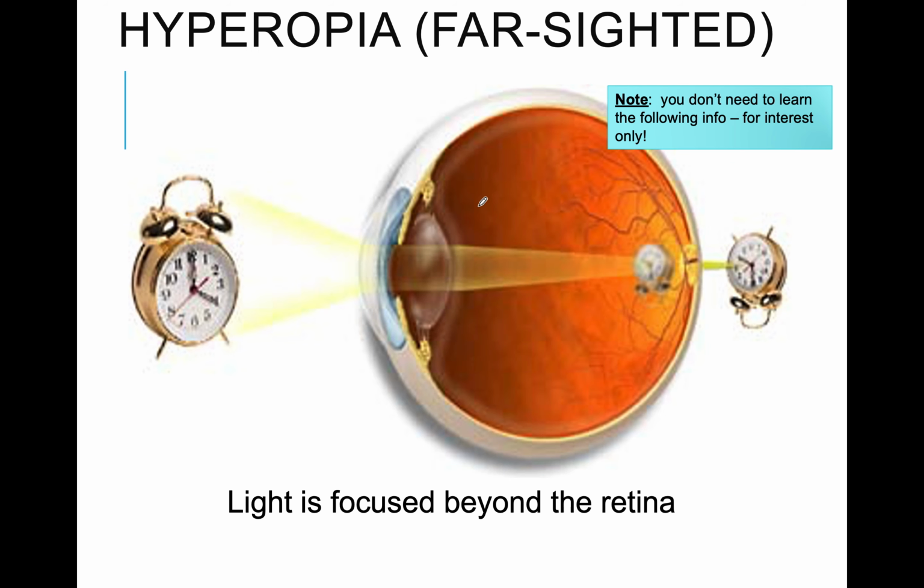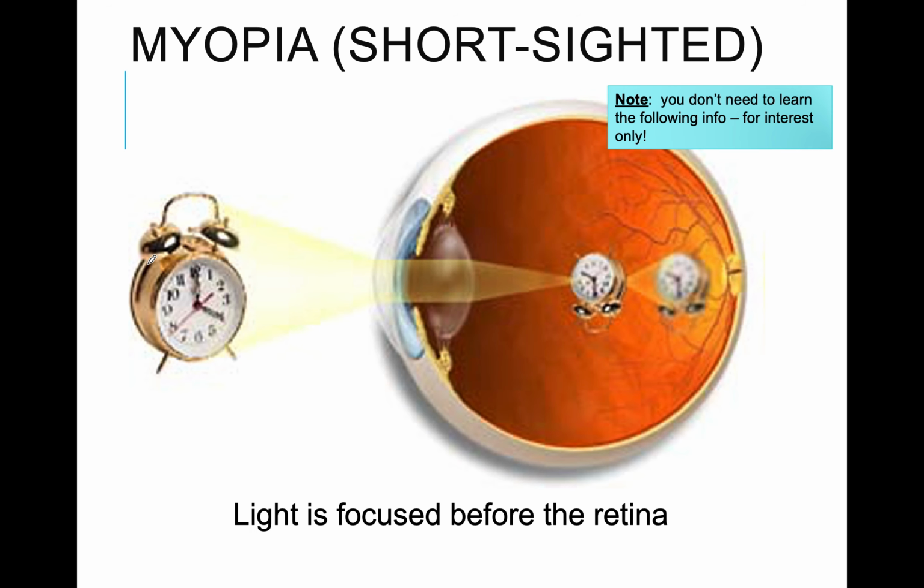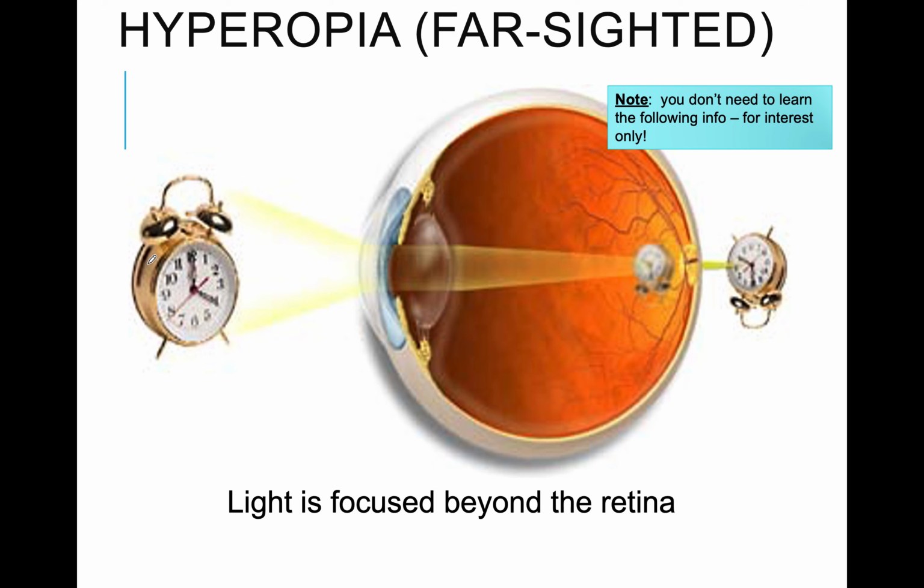With hyperopia or farsightedness, the eye is much more round. The cornea refracts less. The lens is unable to compensate for that, so will produce a focal point which is beyond the retina. So distant objects may appear blurred with hyperopia. Near objects may appear blurred with myopia. As I said, you don't need to know this for the exam, but you may be interested.